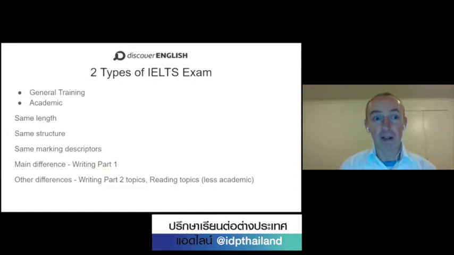Very, very similar, actually. They're the same length, all the sections are the same length. They have the same structure, they use the same marking descriptors. The main difference is the part one writing. For the general training exam, it's a letter, as I'm sure many of you are aware. And for the academic, of course, it could be a process or a map or a table or a graph or something like that, or paragraphs. The other differences are slight differences in the part two writing topics, and the reading topics are less academic with the general training version.